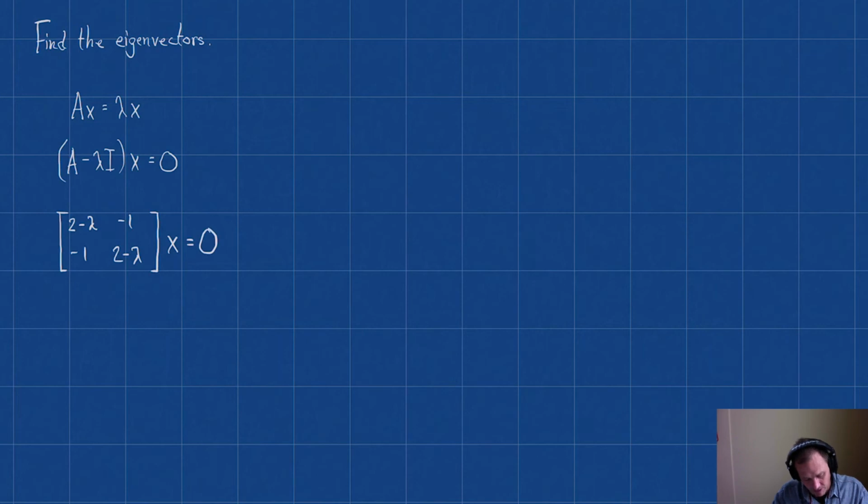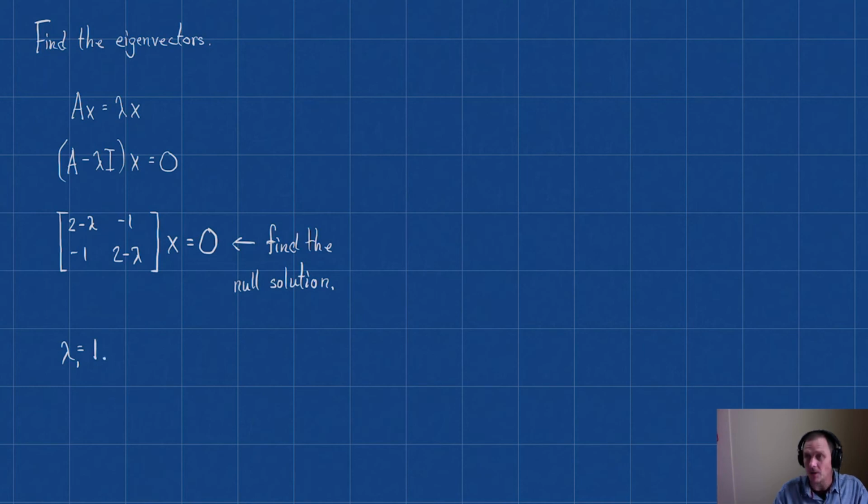Well, what is this? This is just find the null solution. Let's do that. Our first eigenvalue, we'll call it lambda 1, is 1. So here's what you do: you substitute your 1 back into this equation and solve.